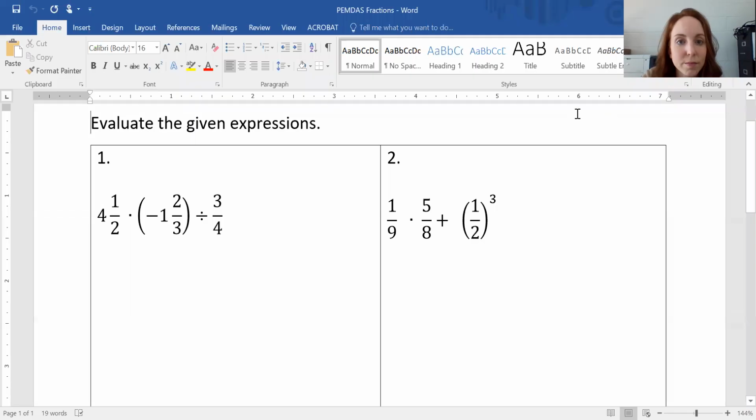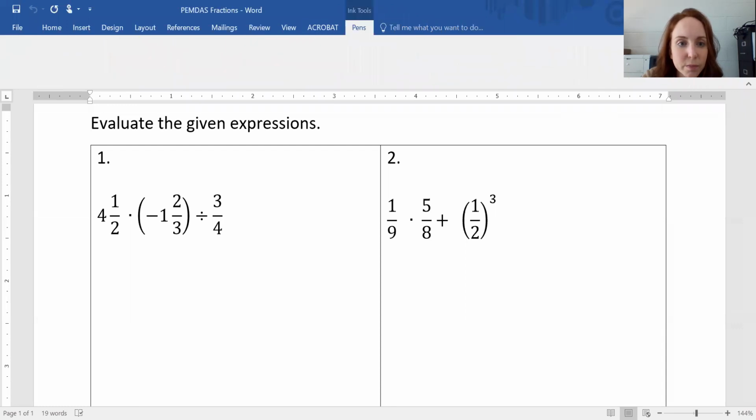Hey, pre-algebra, we've got a quick 4-question pre-algebra lesson on fractions that involve multiple operations. So you're adding and multiplying, or exponents and dividing or subtracting. I gave you the paper in class. It should say evaluate the given expressions at the top. So grab it and a pencil and we'll get started.